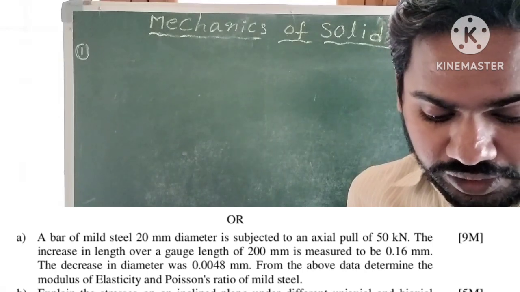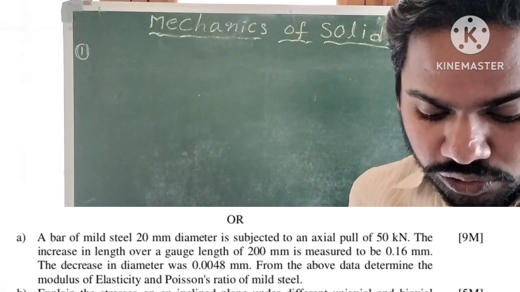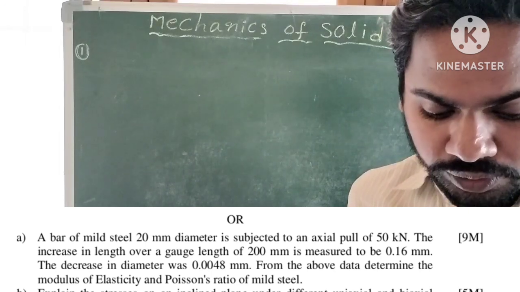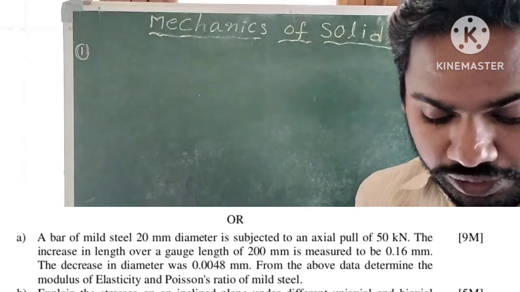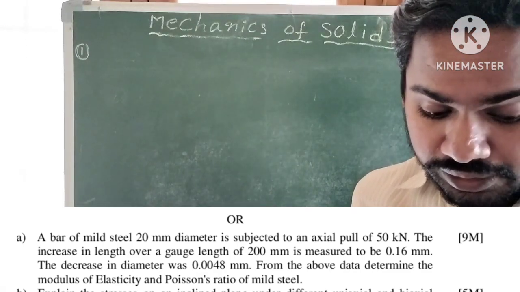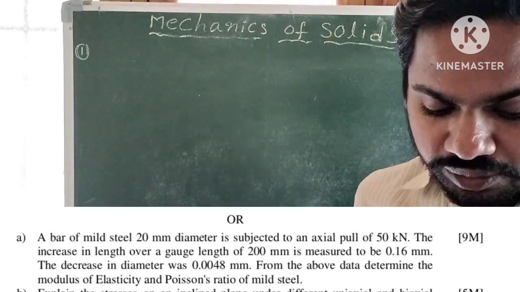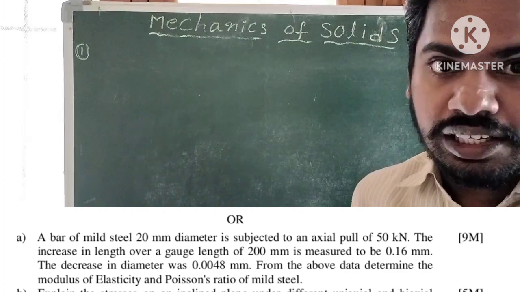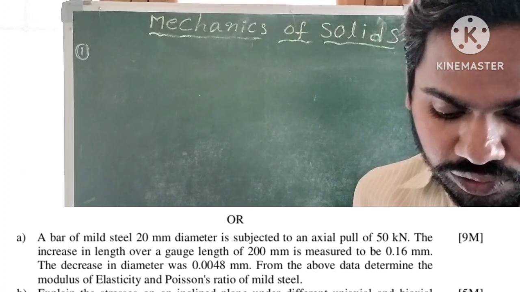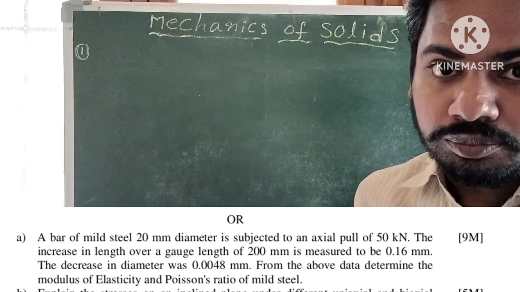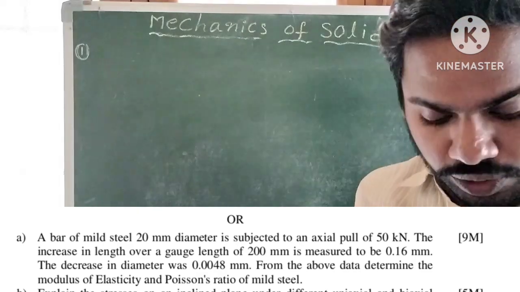The increase in length over a gauge length of 200 mm is measured to be 0.16 mm. So here the gauge length or initial length of the mild steel bar is 200 mm and the change in length is 0.16 mm. Here increase in length means change in length. So the increase in length after the tensile test is 0.16 mm, which is our change in length. Okay, so initial length 200 mm.